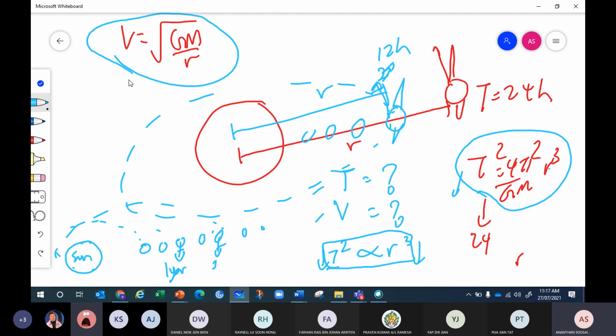Slower. From this equation, V equals the root of GM over r. The smaller the r gets, what happens to the orbital speed? It increases, right? Because it is inversely proportional, it increases. So if any satellite is launched close to the Earth, the orbital speed is going to be very high.